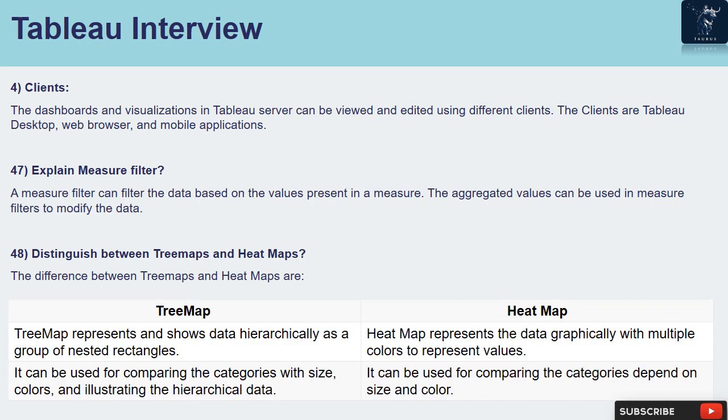47. Explain measure filter. A measure filter can filter the data based on the values present in a measure. The aggregated values can be used in measure filters to modify the data.